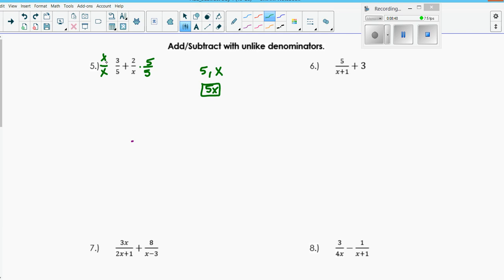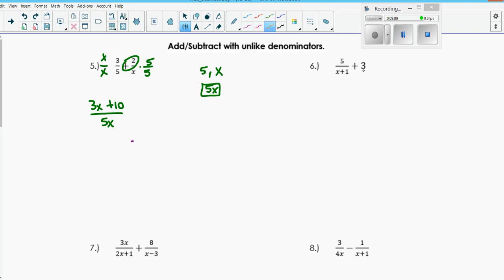Okay, so x times 3 is 3x. Notice this is a plus 2, so I'd circle that so you know. So positive 2 times 5 is positive 10. That cannot be factored anymore, so then I'm going to write it over my denominator of 5x, which means that's my answer. Okay, so that was pretty painless.